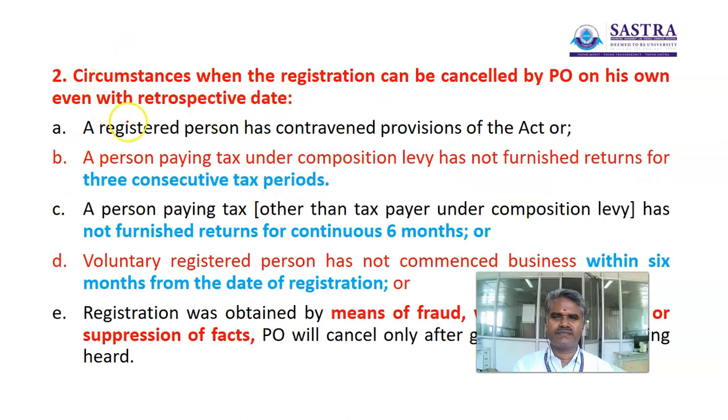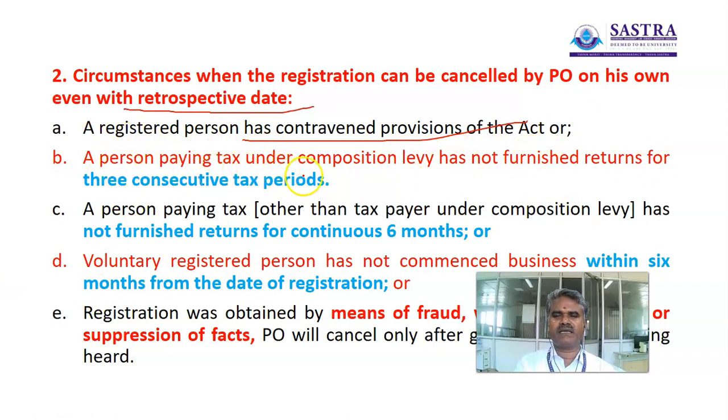The circumstances when the registration can be cancelled by the PO on its own, even with a retrospective date. This is very, very important. When a registered person has contravened provisions of the Act, these are the situations where the proper officer will come directly and cancel your registration. So when you behave against the law, the registered person has contravened provisions of the Act.